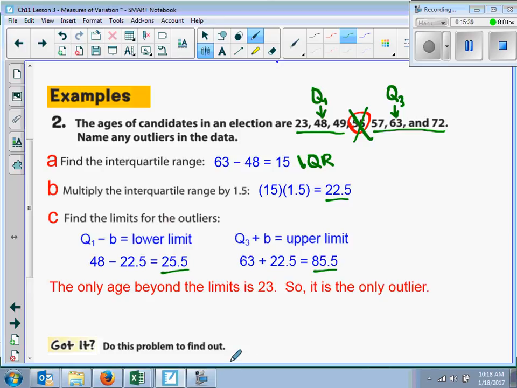So that means that if I have any data that is below 25.5 or above 85.5, then those are outliers. Do I have any data that goes beyond those two numbers? 23 is lower than 25.5, right? And I think that's it, right? So 23 is the outlier.